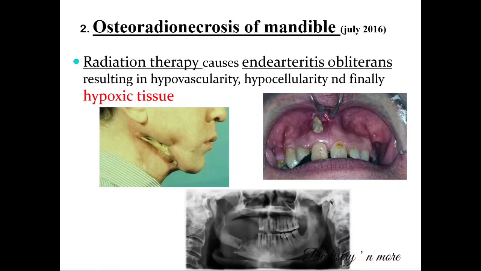Next question is about the osteoradionecrosis of the mandible. This is also given in the radiology textbook by White and Farrow, in the radiation biology chapter. You can also refer to the textbook of oral and maxillofacial pathology by Neville itself. They have beautifully described what osteoradionecrosis is. It is post radiation therapy, which can cause endarteritis obliterans, which can result in the 3 H's, that is hypovascularity, hypocellularity, as well as hypoxia.